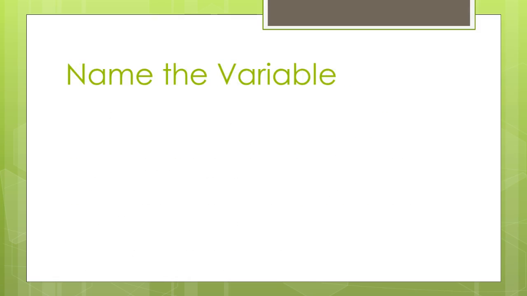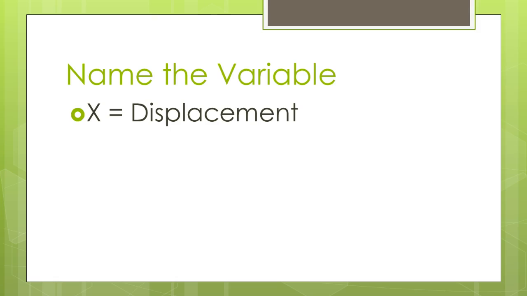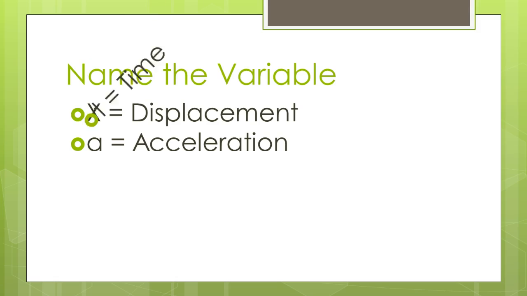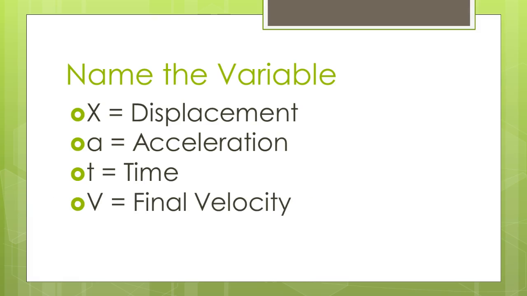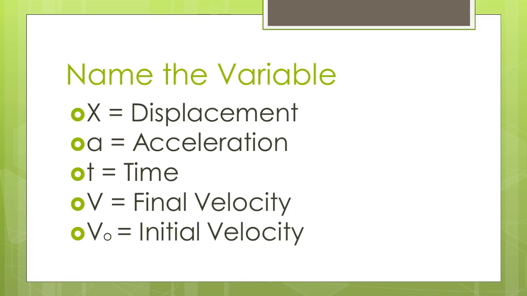The variables that are involved in the kinematic equations are displacement, which is represented by an x, acceleration, which is represented by an a, time, which is represented by a t, final velocity, which is represented by a capital V, and initial velocity, which is represented by a v sub 0. That subscript means the initial or starting velocity when time is 0.